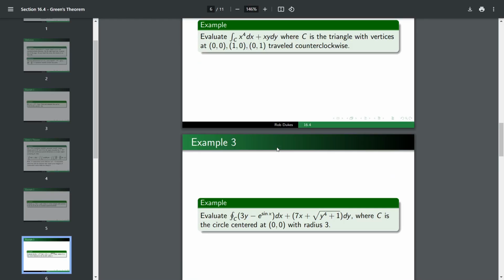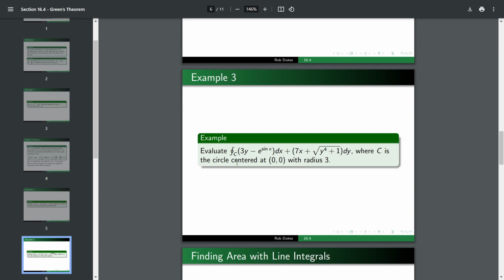So let's look at this next one. Okay, now look how ugly this integrand is. So this is a hint. If a problem is like this, evaluate 3y minus e to the sine x dx plus 7x square root of y fourth plus 1 dy. I don't know how I would do an antiderivative for e to the sine x or square root of y fourth plus 1. It might be possible, but it would be very hard. So when you see a line integral that ugly, that's almost certainly saying you're going to use Green's theorem to deal with it.